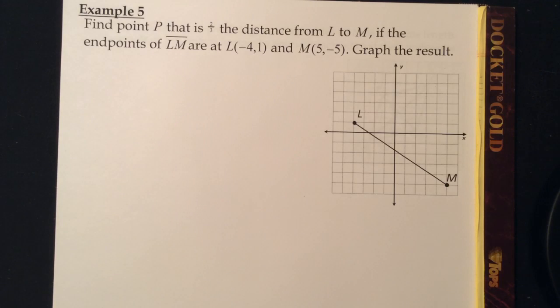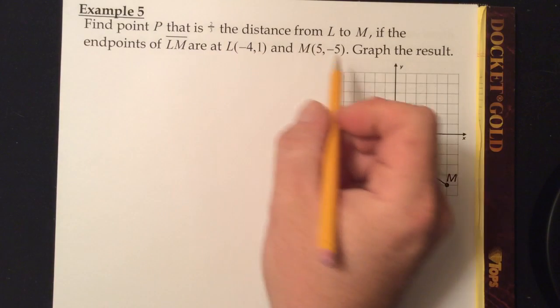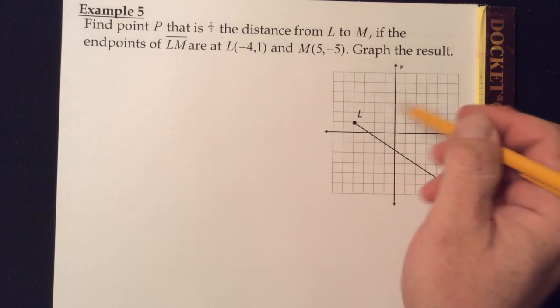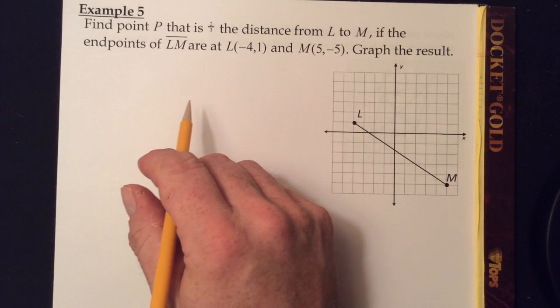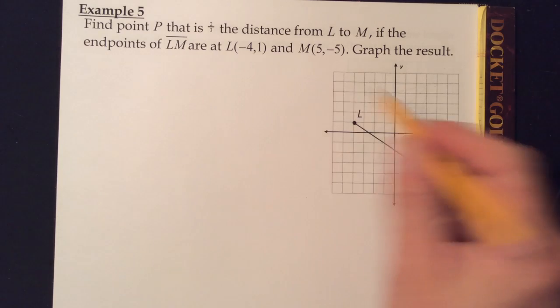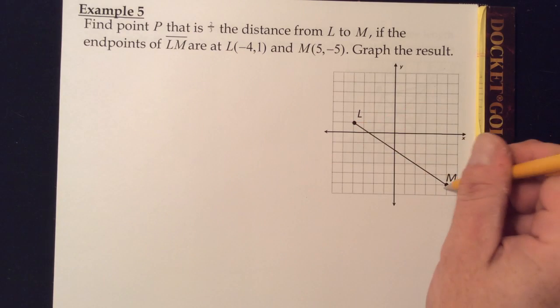Example 5 is just like example 4. I'm going to let you stop the video and do it yourself now, and then I'll go over it. Okay, so for example 5, you're going to practice using the partition formula again. Find point P that's 2/3 the distance from L to M. There's L, there's M. If the endpoints of LM are at L(-4, 1) and M(5, -5). Graph the result, just like last time.